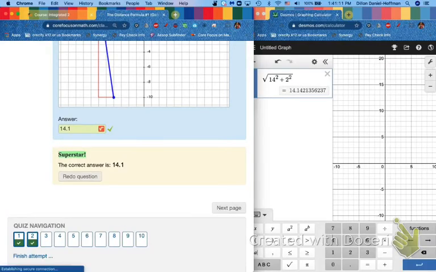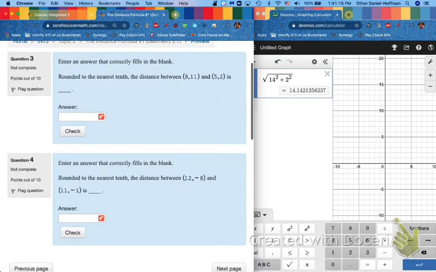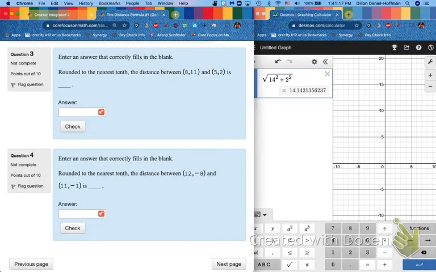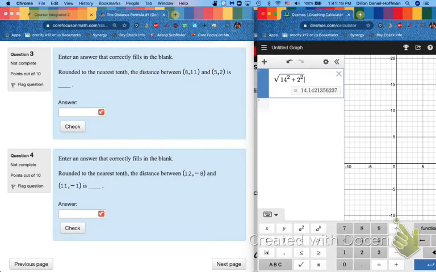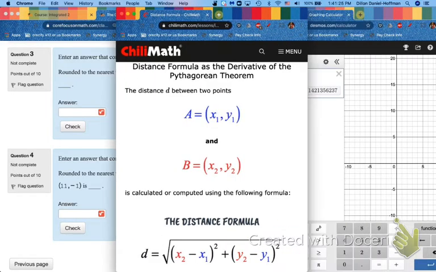Now we're going to use the distance formula. We're going to have 2 points. We're not going to have a graph. And we're going to go from there. So I'm going to pull up some notes right here. All right.